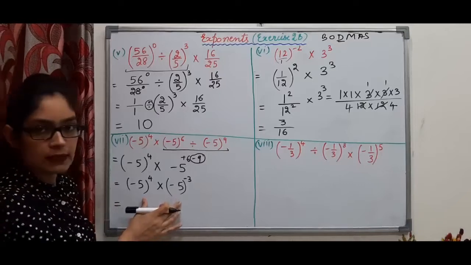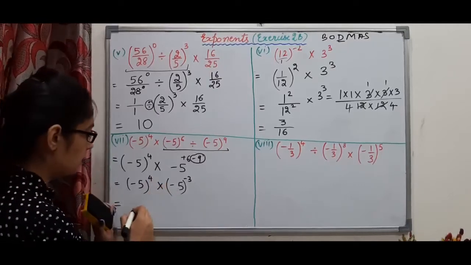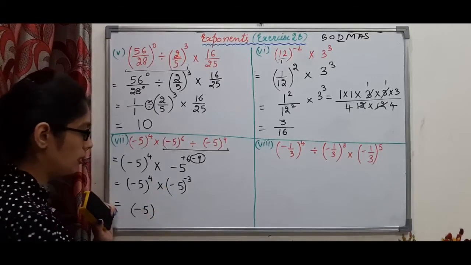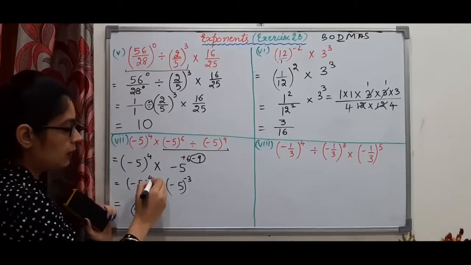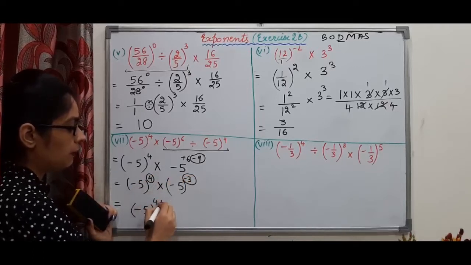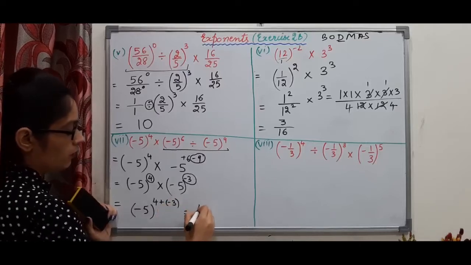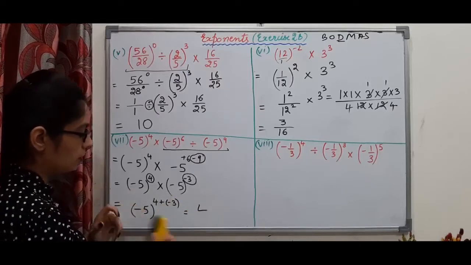Now both of the bases are the same. Here they are getting multiplied. So if bases are the same and they are getting multiplied, we can use the product rule. In the product rule we have to add the powers. So 4 plus minus 3. So we can add the powers now.